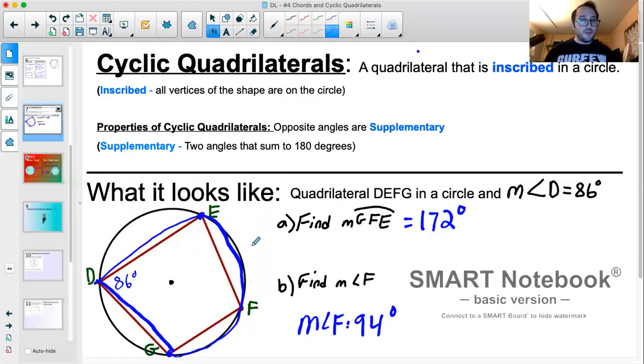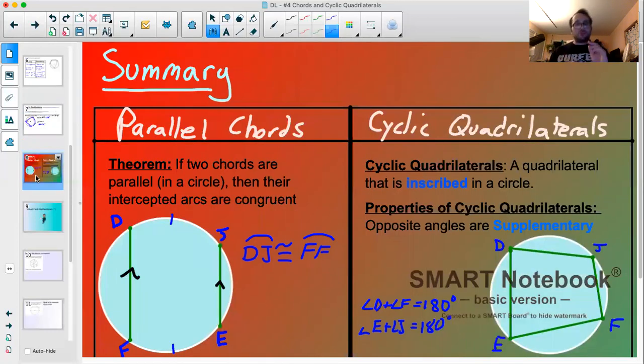Okay. So these were two lessons put together. Just to quickly go over the two things that you did today. Parallel chords: if two chords are parallel in a circle, then their intercepted arcs are congruent. So these two chords are parallel. Let's make it obvious. Then the arcs that they intercept, so these two, must be congruent.